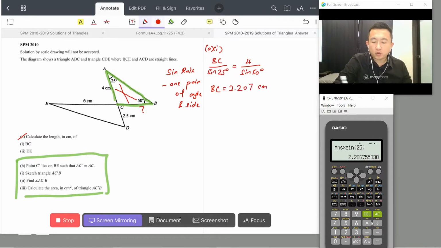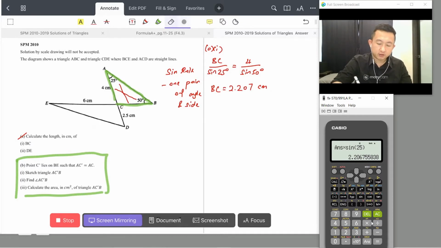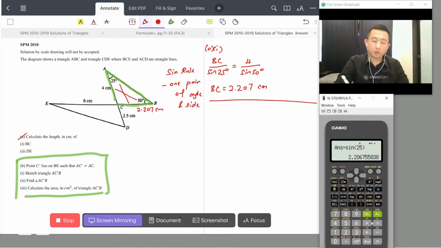2.207, 4 significant figures, okay? 4 significant figures. So you have 2.207 cm. And done. A1. A2, find the length of DE.